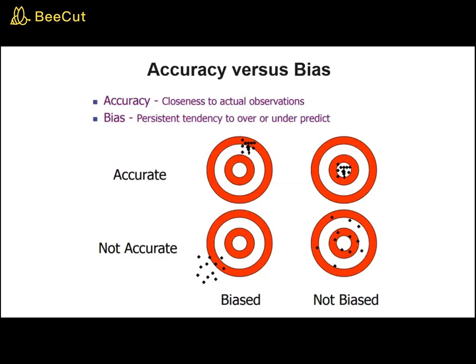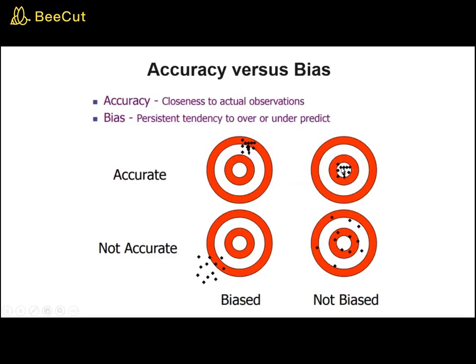Accuracy. If, for example, this is a dartboard and you are throwing darts, somebody who's accurate is always going to be able to hit close to the bullseye, whereas somebody who's not accurate is not going to be able to hit the bullseye. They're going to be hitting here, sometimes there, kind of all over the place. So that is what accuracy is: closeness to the actual observation, or closeness to your target.